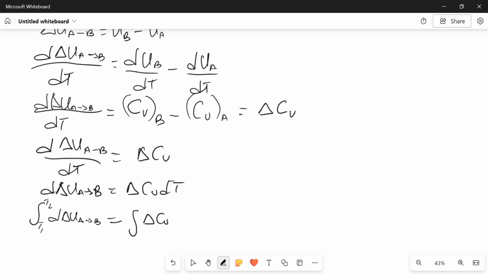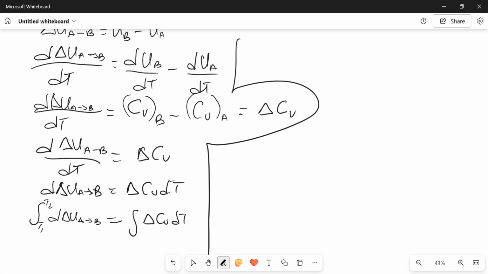Change in CV dt. Good. Okay, so let's move further. Let's check it out. If I integrate this, the integral is telling me that I should get the change in internal energy for B minus the change in internal energy for A, when we are moving from A to B at different temperatures.